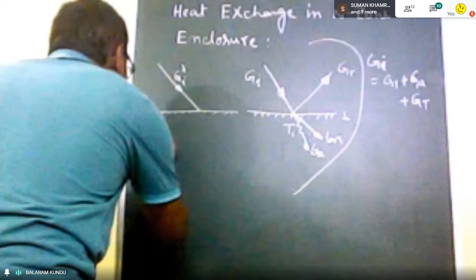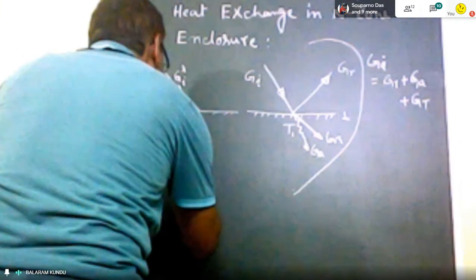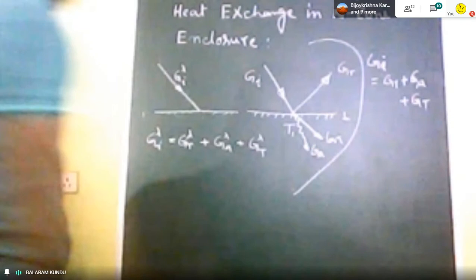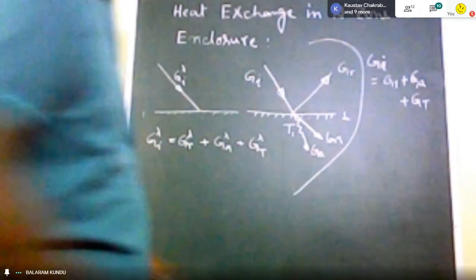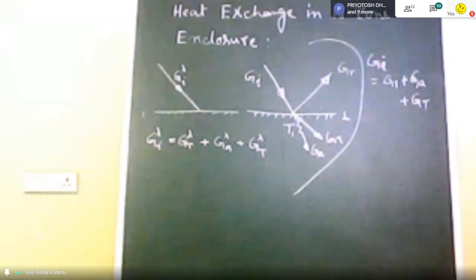Gi lambda should be equal to the reflected part Gr lambda, plus the absorbed part Ga lambda, plus the transmitted part Gt lambda. Similarly we can write it for all wavelengths. So this is for spectral, and this is for all wavelengths, where the G notation is used.